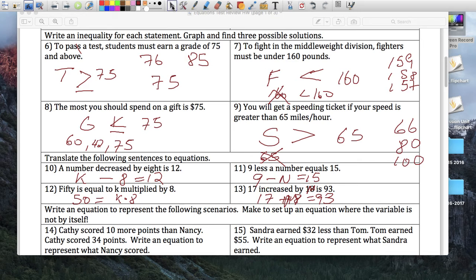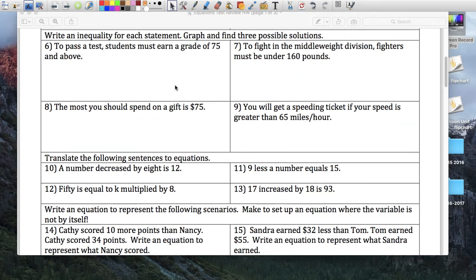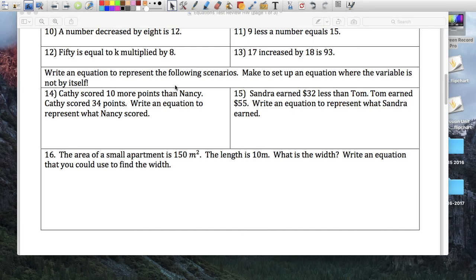Now this is the one that's really a pain. Let's see if I can get it right this time. So write an equation to represent the scenarios. Make sure to set up the equation where the variable is not by itself. So you don't want the variable isolated. Not that it's wrong, but if you get a multiple choice where you don't see it set up that way, I like you to be able to recognize it.